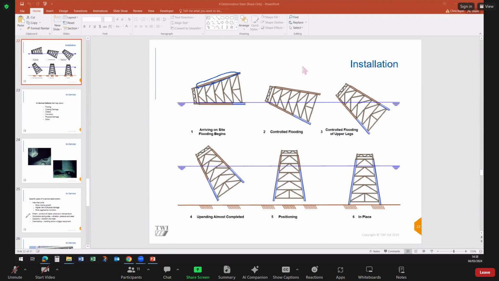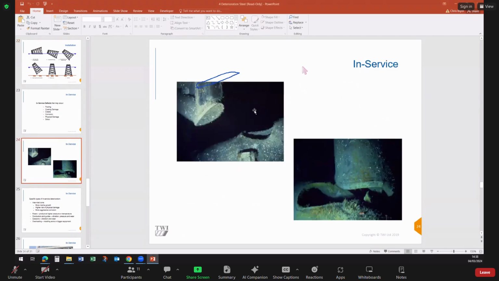Because if we look at that photograph there, again, it's the same idea. If that was your leg section, that would be welded to it, and that was originally part of that. So there wouldn't be access in between the two, so you wouldn't get water flowing between the two legs or the two components.